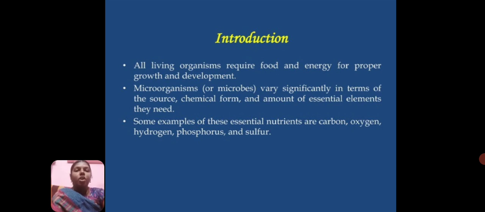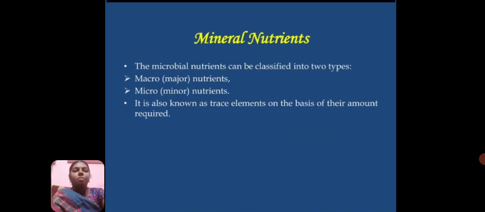Introduction. All living organisms require food and energy for proper growth and development. Microorganisms vary significantly in terms of the source, chemical form and the amount of essential elements needed. Some examples of these essential nutrients are carbon, oxygen, hydrogen, phosphorus and sulfur. Mineral nutrients. The microbial nutrients can be classified into two types: macronutrients and micronutrients, also known as trace elements, on the basis of the amount required.